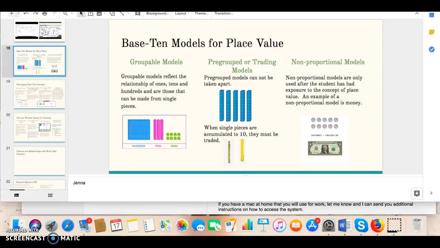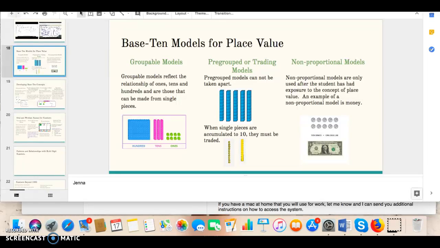Pre-grouped or trading models. Pre-grouped models cannot be taken apart, meaning you cannot take one group of 10 and make them 10 singles. When single pieces are accumulated to 10, they must be traded. So if a student has 10 single pieces, they can be traded for one 10 piece, but they cannot reverse it.